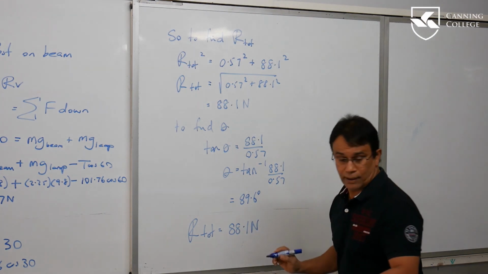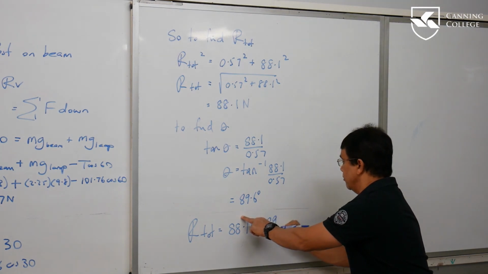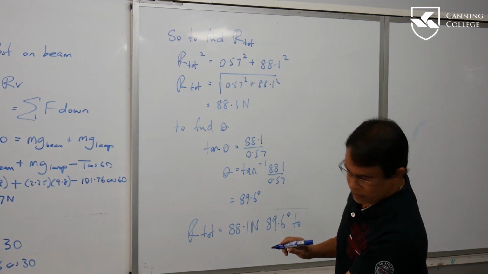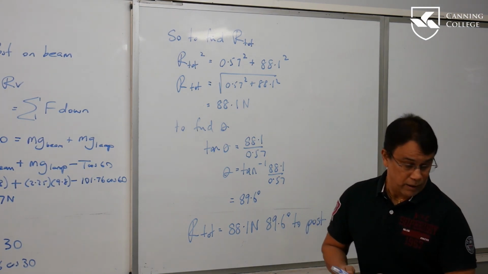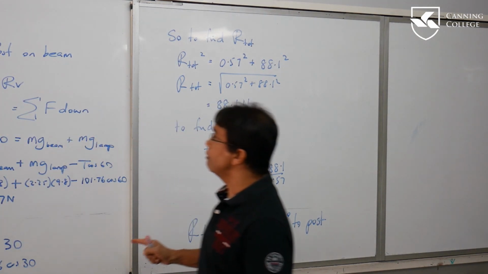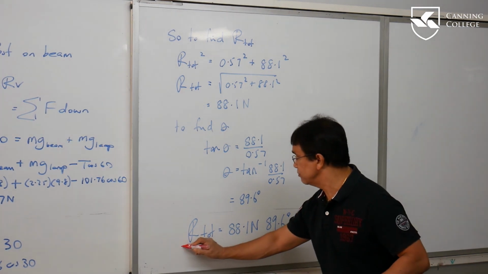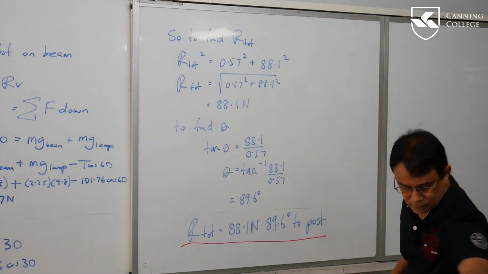So therefore, my final answer, R total, is going to be equal to, what's my reaction force? 88.1 newtons, and that's going to be 89.6 degrees to the post. And now I'm going to underline this, because that's my final answer.